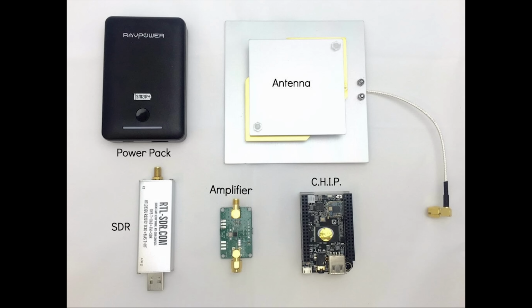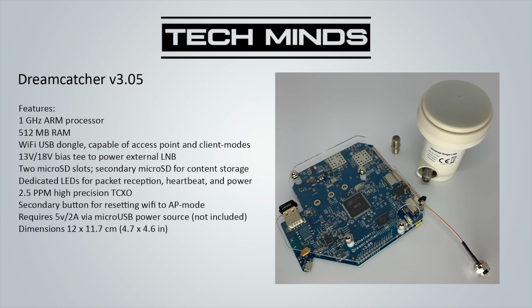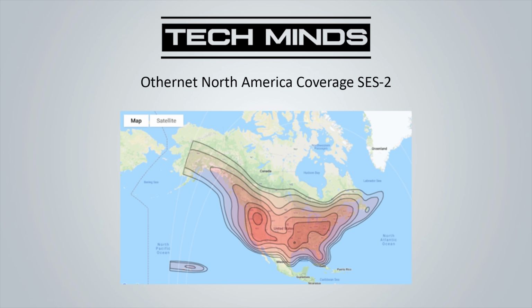Now, fast forward to today, and the reception of Othernet is now on the KU band, being broadcast by SES-2 for North America and Astra 3B for Europe. In order to receive this signal, you will need an Othernet-designed device called a Dreamcatcher and an appropriate LNB. Now, SES-2 is capable of sending a 20 kilobit stream, while here in Europe, we have a 10 kilobit stream.